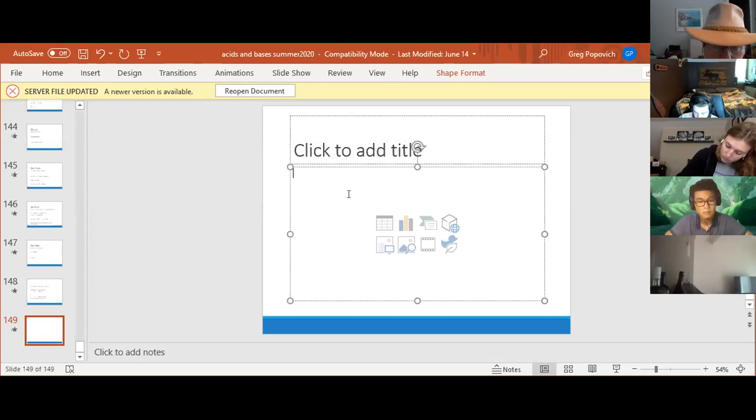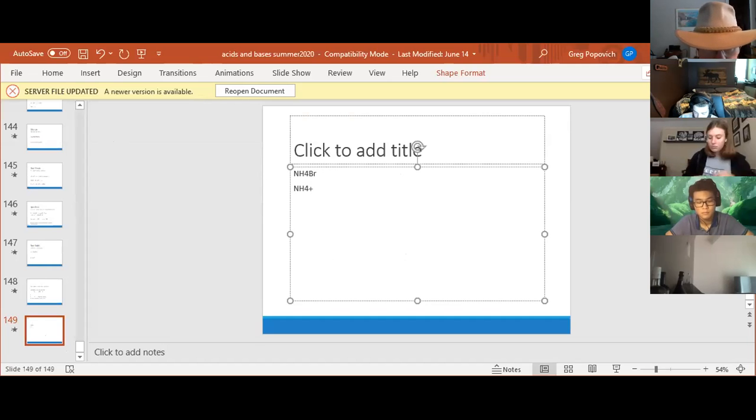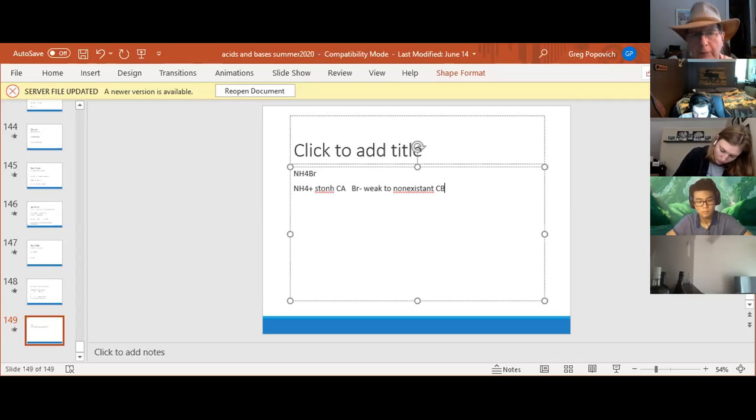All right. We have two things. We have a salt, NH4Br. I told you NH4 plus is a strong conjugate acid. Br minus is weak, actually weak to non-existent, as a conjugate base. In other words, Br minus does not act like a base.